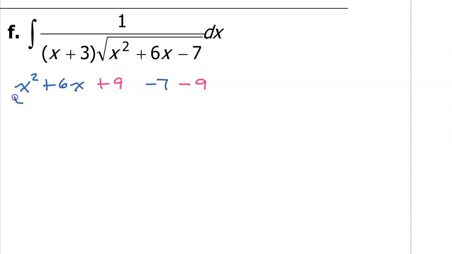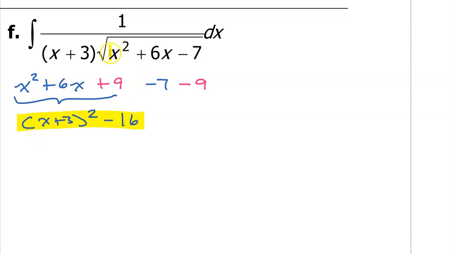This trinomial right here will factor as x plus 3 times x plus 3. Ha, pretend that's a 3. But we will write this as x plus 3 squared. And then negative 7 and negative 9 make negative 16. So this expression is equivalent to this trinomial. We will rewrite the integral using our new expression.